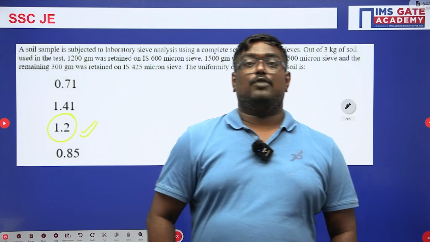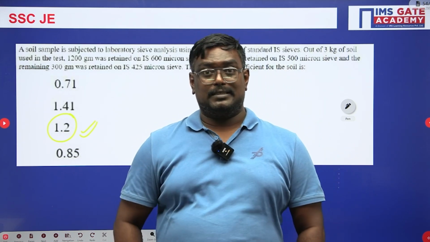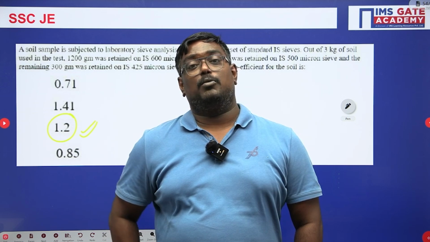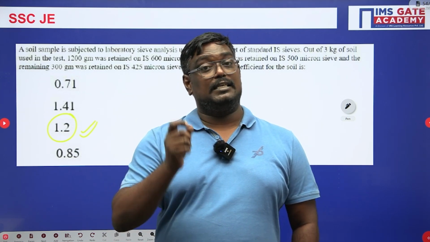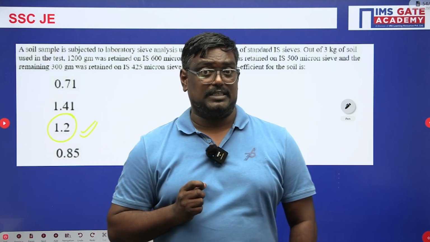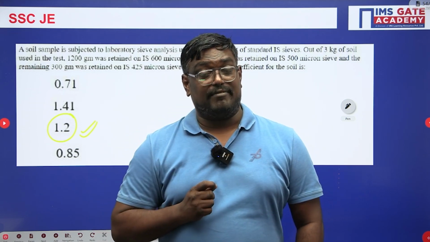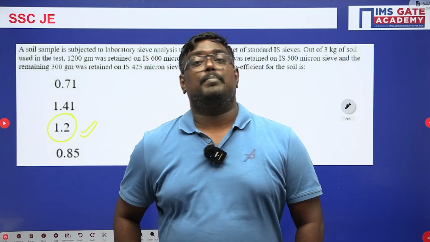Based on coefficient of uniformity and coefficient of curvature, we will be discussing. Coefficient of uniformity will tell you about the particle size range. It is the ratio of D60 by D10. What is D60? It is the size of the sieve where 60% is passing. D10, also known as effective size, is where 10% of the soil particles are passing.